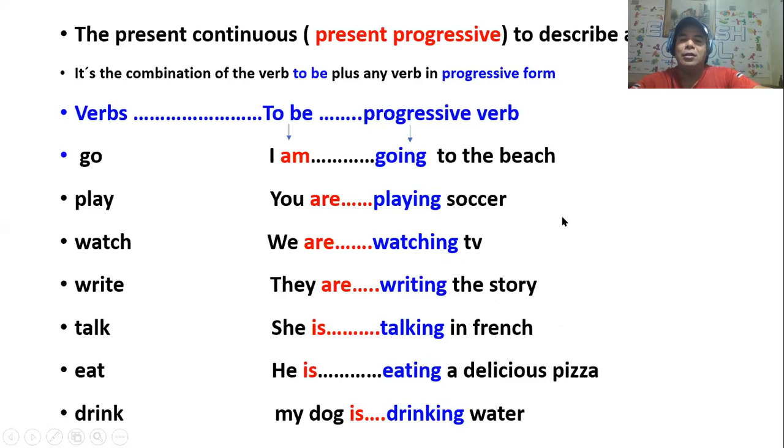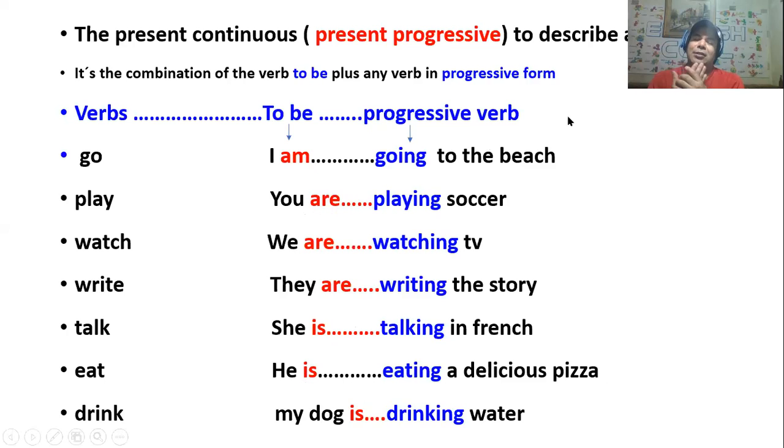That's it. So remember, it's a combination of the verb to be plus the progressive form of any verb, cualquier verbo. Es la combinación del verbo to be más el progresivo de cualquier verbo. All right, so let's start. So remember, we use I am, you are, we are, they are, she is, he is, and it, is my dog. Acuérdense que el it lo ocupamos para una persona, animal o un objeto. In this case, my dog is it.